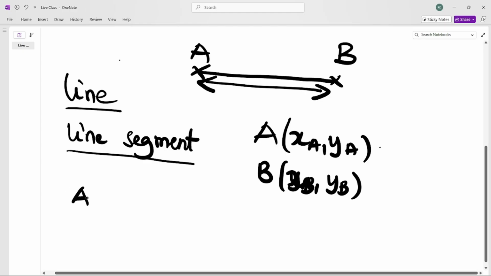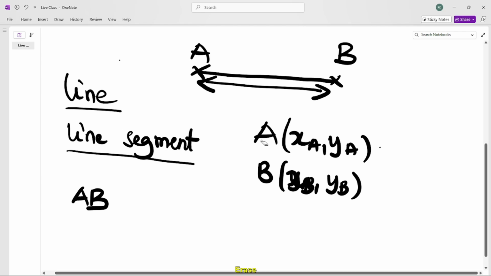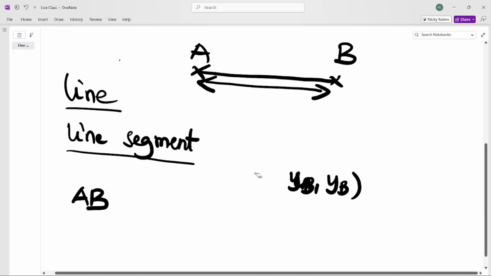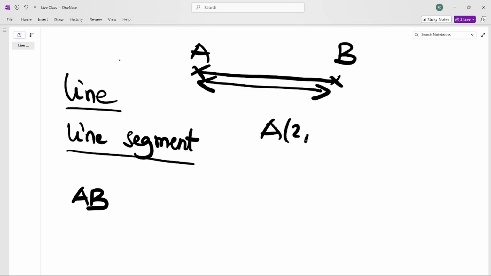Before you even go to the distance, I need to show you something concerning line and line segment. If I just come and give you something to draw, like AB, or I say, knowing that A is (2, 4) and B is (1, 2), I want you to draw AB for me.